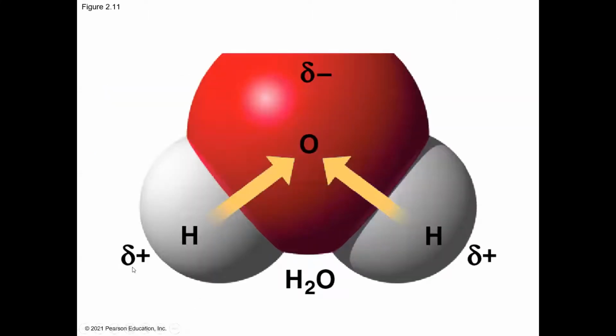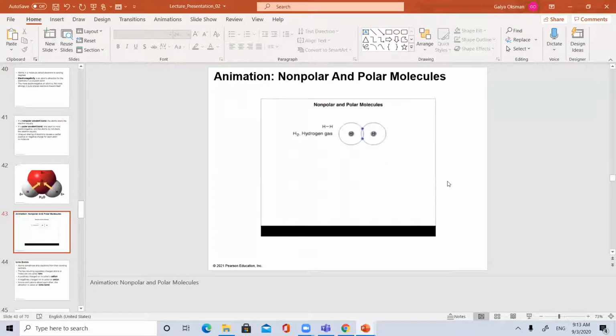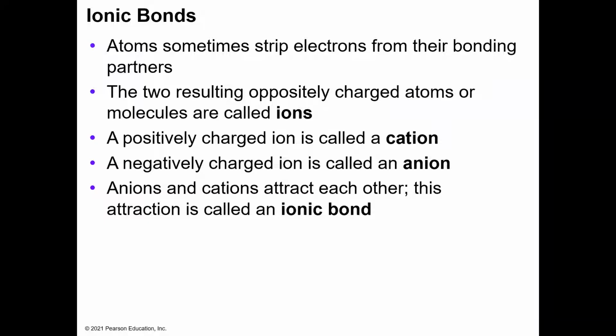So this symbol indicates a charge, right? So you can see large oxygen, 2 tiny hydrogens, and oxygen really pulls electrons to itself, making this end of the molecule charged negatively, and the 2 hydrogens charged positively. Okay, and that's what I just showed you. Hydrogen is a non-polar molecule, while water is polar. And this is about ionic bonds.